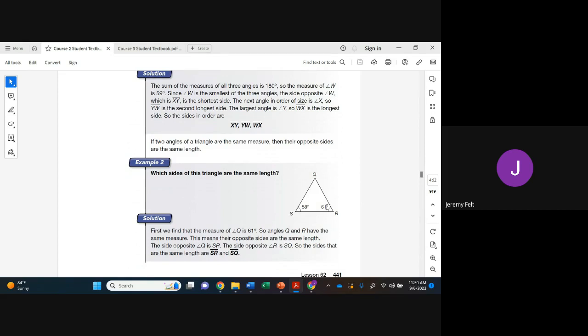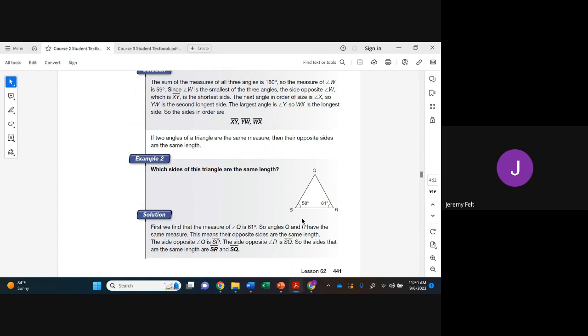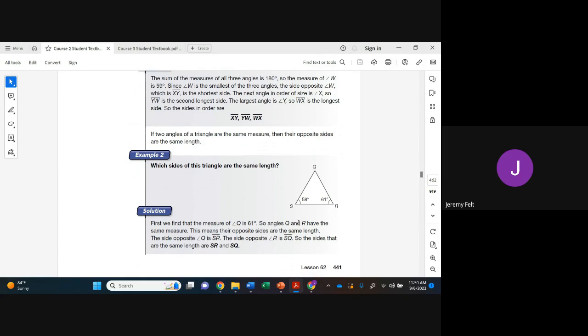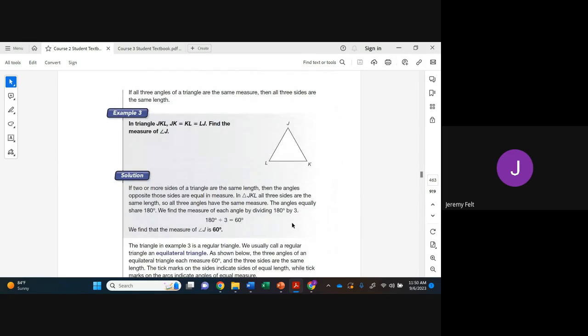Okay, so if we have 58, 61, this would make this 61. So segment SR or RS and then QS or SQ would have to be the same because they're both opposite a 61-degree angle. So those side measurements would have to be the same. So it's like in a right triangle, if we have a 90 and then two 45-degree angles, the sides opposite the 45-degree angles have to be the same.